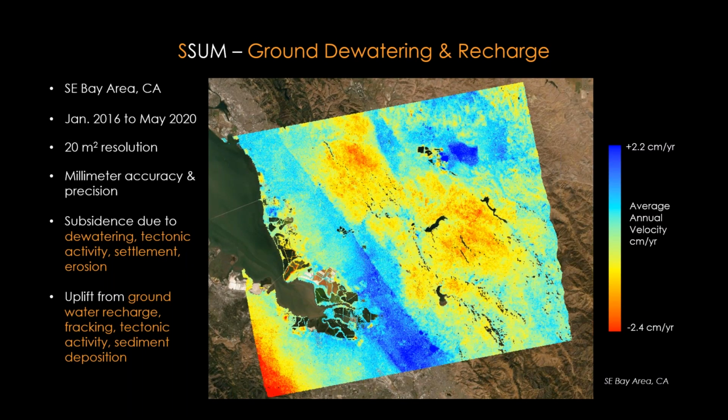This is another study we did for the California Department of Water and Power. Here, there were a number of factors in play, including groundwater, dewatering, and recharge. So you can see the areas in blue, again, are areas that are increasing, and any areas in red were decreasing at about a rate of 2 centimeters per year.